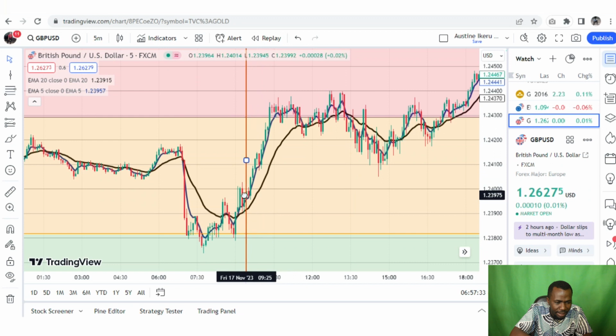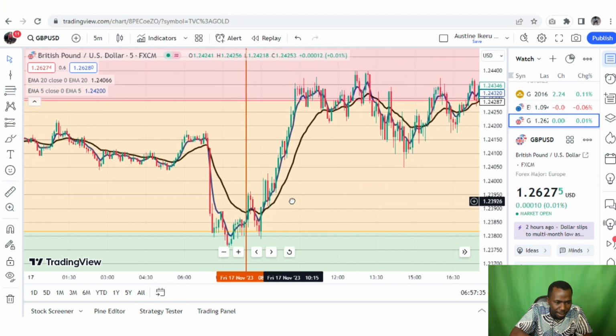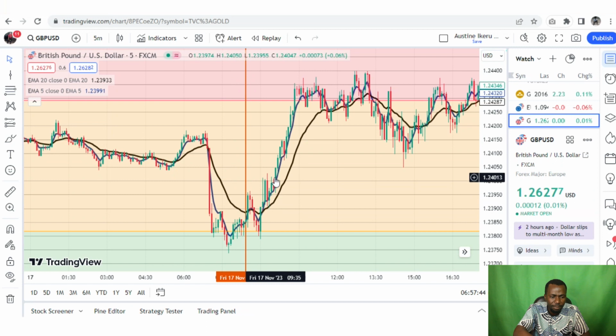Right now you can clearly see that the moving average crossover has just happened, right? You can see that the blue line now crossed above the black line, which is the 5 EMA crossed above the 20 EMA. So this is when you are expected to place your buy trade. So you wait for this candlestick that caused the crossover to close. This green candlestick is the candlestick that caused the crossover. You wait for it to close and then you place your buy trade there.